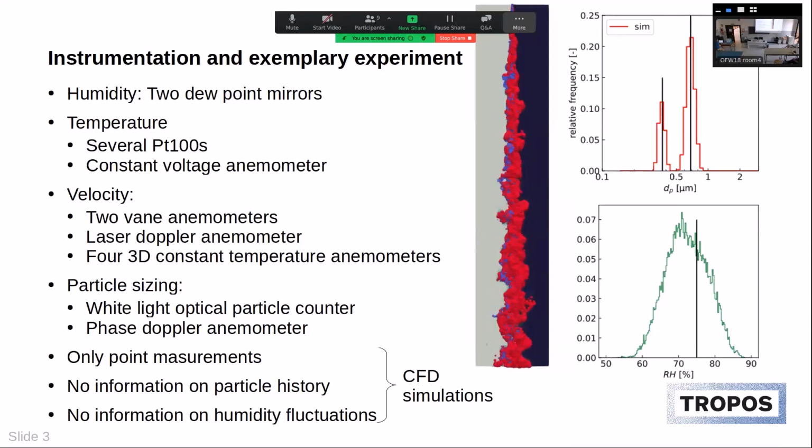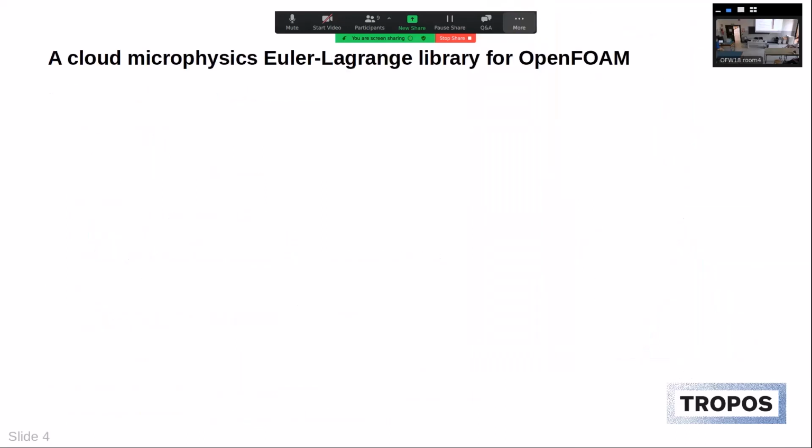You can see at the top right. This we can also get from the measurements, but what we, for example, cannot get from measurements is something like this humidity distributions on the bottom right-hand side. So this is why we need CFD simulations. And we did this with this Euler-Lagrange library I'm going to talk about. So now you know why we need this. And in the next slides, I'm going to talk about how we do this and what we are doing with it.